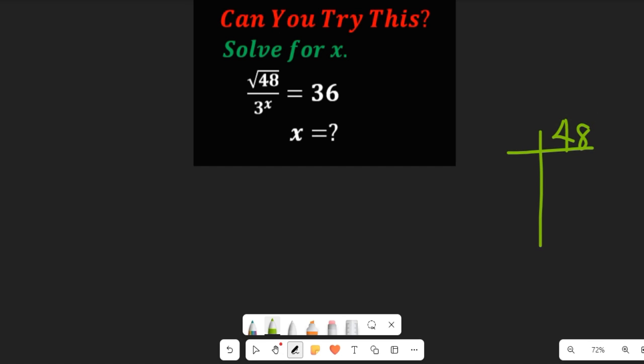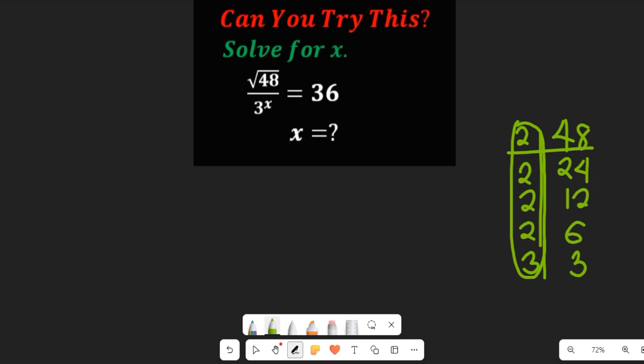If we analyze the square root of 48, 2 can go in 48 to give us 24, right? 48 divided by 2 will give us 24, and then 2 can still go in 24 to give us 12, right? 12 divided by 2 will give us 6, and then 6 divided by 2 will give us 3, and then we'll be left with 3. So we can have all of these multiplying to give us 48. So what does that tell us? We can simply simplify 48.